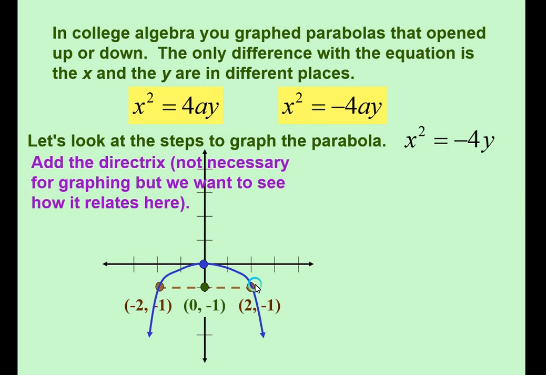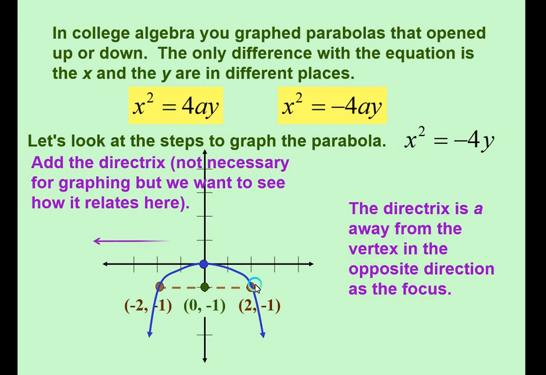So if we have to add the directrix, the directrix is 1 unit away from the vertex in the opposite direction. Since our a is equal to 1, therefore we also have to move 1 unit away from the vertex. Therefore we have y is equal to 1 as our directrix.